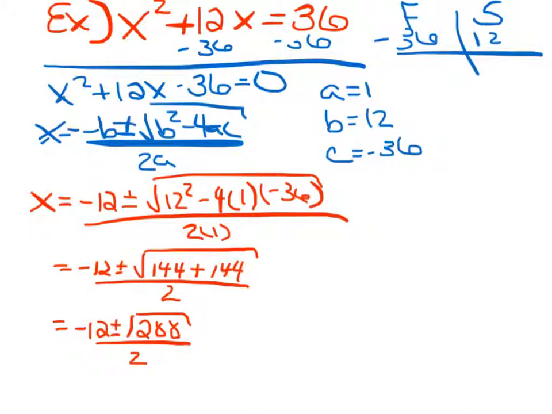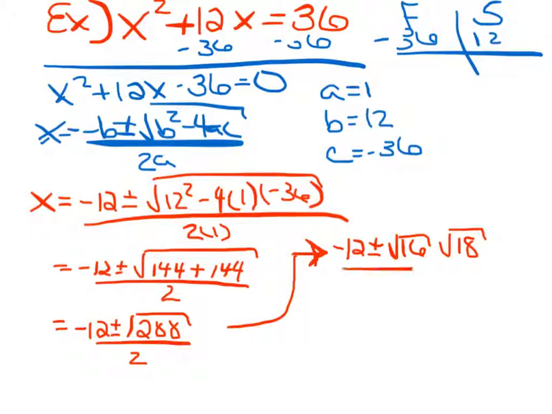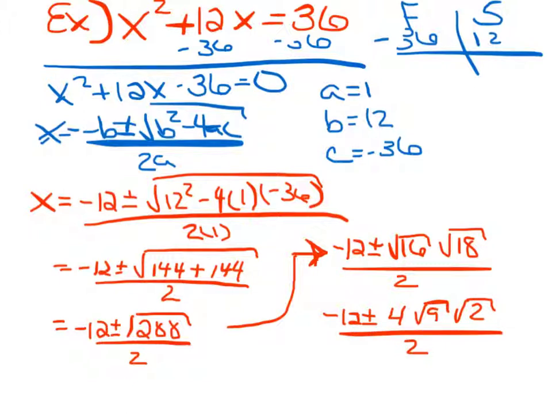So I see that 288 has some perfect squares in it. If I check on my calculator, my first instinct is usually to try to divide by 16. When I divide 288 by 16, it does become -12 plus or minus the square root of 16 times the square root of 18 all over 2, which is a really good start. But I know that 18 still has another perfect square in it. I can break this square root of 18 further by saying square root of 2 times square root of 9. So this is now -12 plus or minus 4, since the square root of 16 becomes 4, times the square root of 9 times the square root of 2 all over 2.